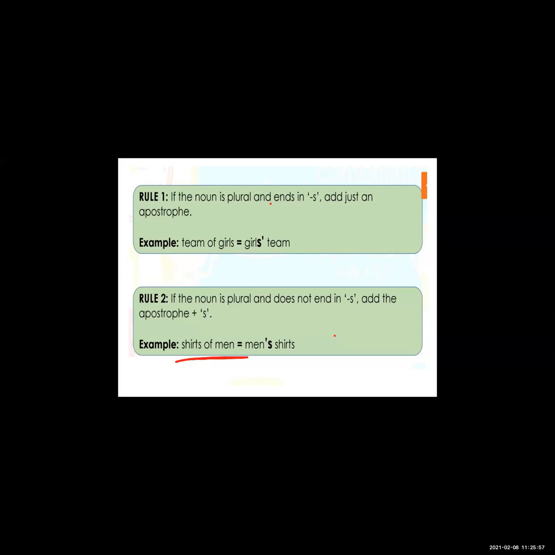Okay, so these are the two rules about plural nouns. If the noun is plural and ends in s, add just an apostrophe. And if the noun is plural and does not end in s, add the apostrophe plus s. Okay, so these are the two rules.